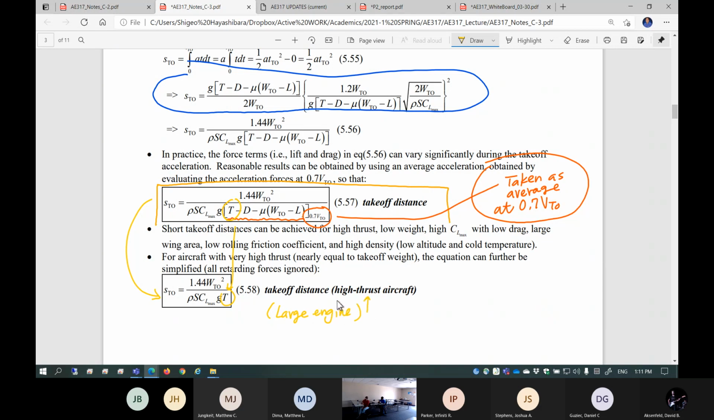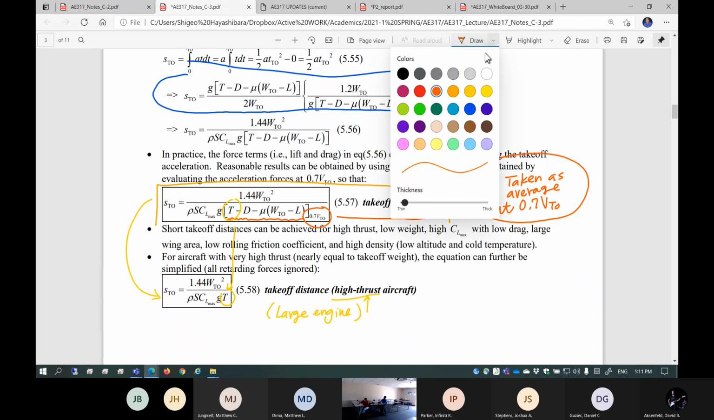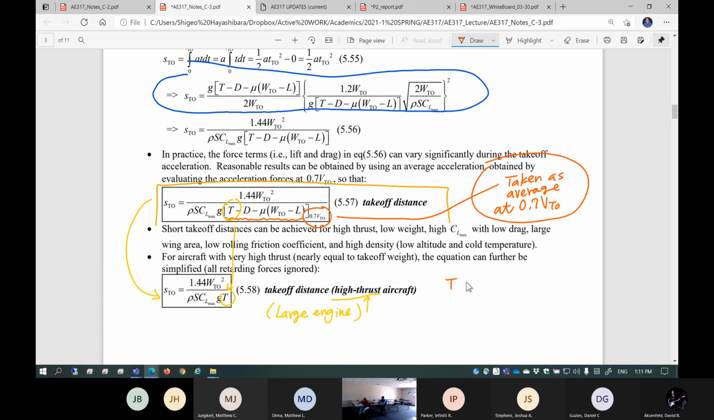High thrust aircraft. Then what is the requirement for high thrust? Takeoff thrust is about equal to the takeoff weight. This is a big enough engine, and then you don't have to worry about drag and rolling resistance for the takeoff sequence. Today's jet airliners are almost always just like that. The engine's so big that you don't have to worry about rolling resistance or drag.